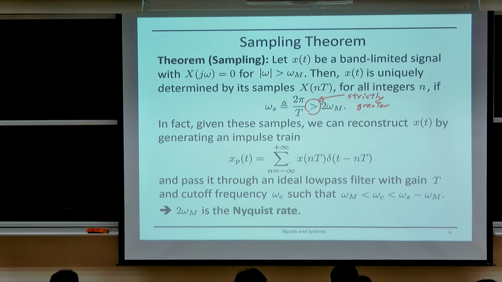And this 2 omega m, twice the bandwidth, is what we call the Nyquist rate. It specifies a lower bound on the sampling rate that you must take in order to reconstruct the continuous time signal. So this is probably one of the most interesting theorems in this class.